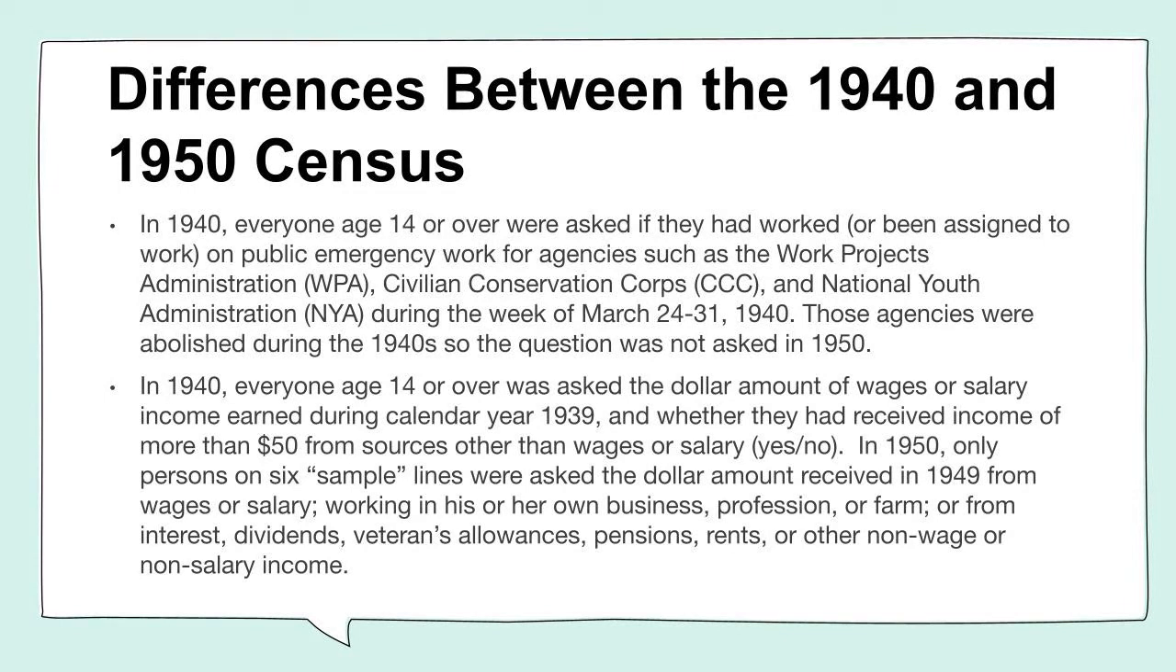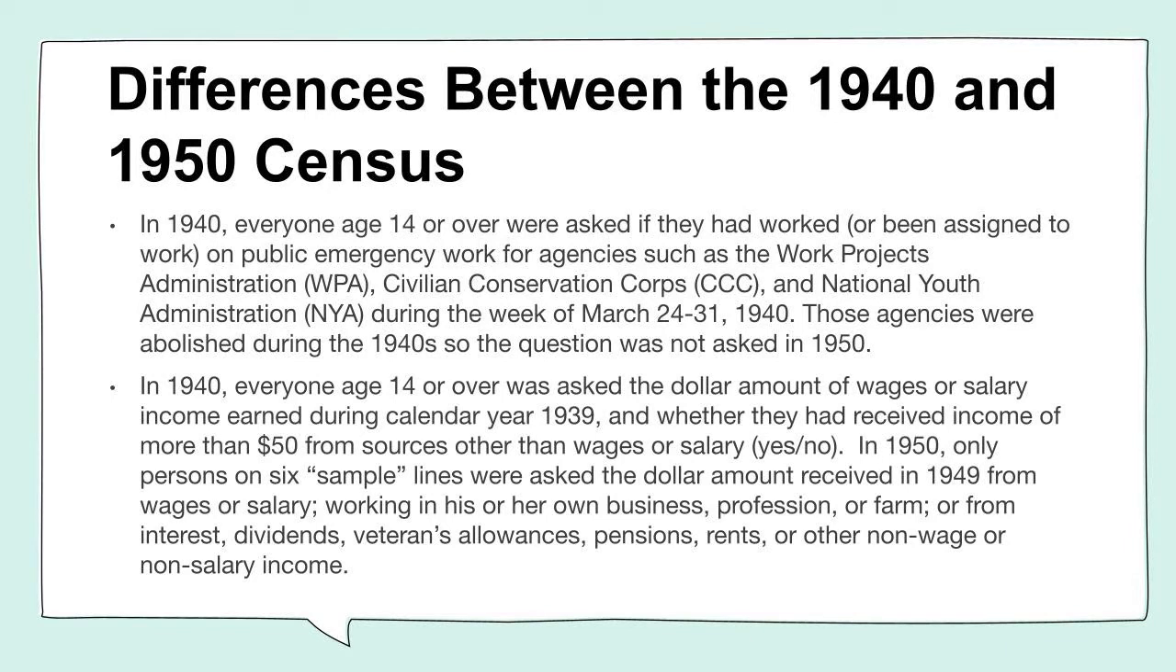In 1940, everyone aged 14 or over was asked if they had worked or had been assigned to work on public emergency work for agencies such as the WPA, the Civilian Conservation Corps, and the National Youth Administration during the week of, notice, March 24th to 31st, 1940. The key thing here is those agencies were abolished during the 1940s, so the question was not asked again in 1950.